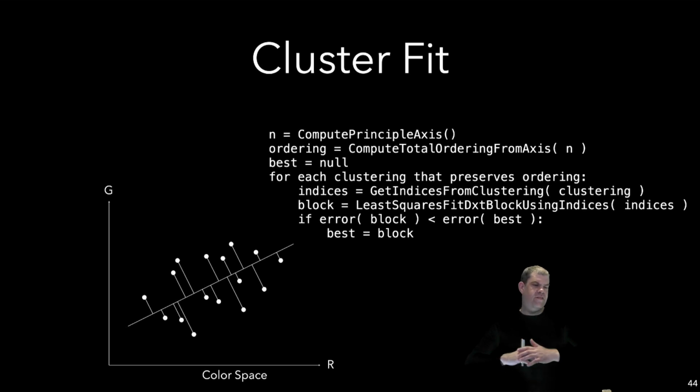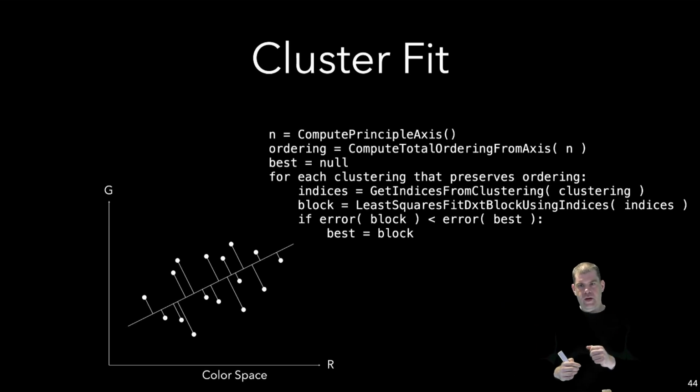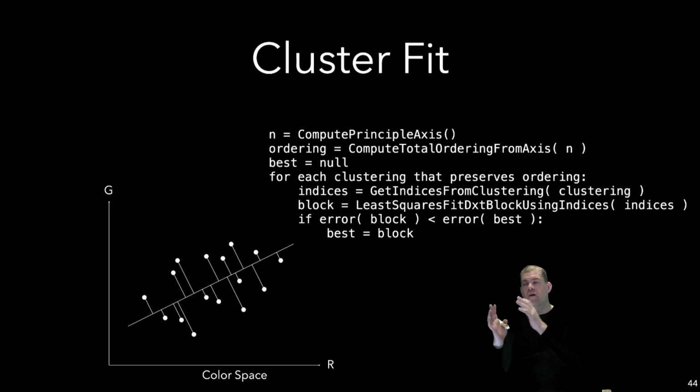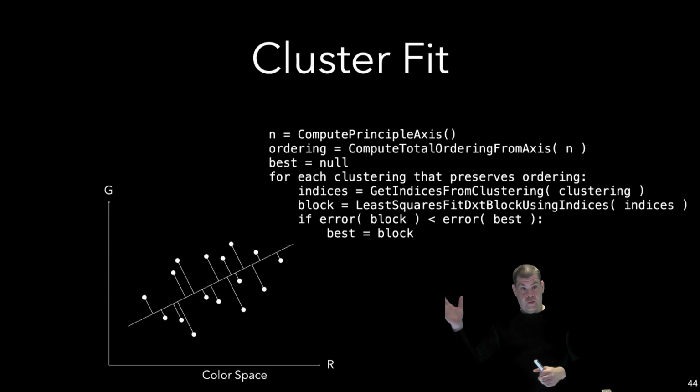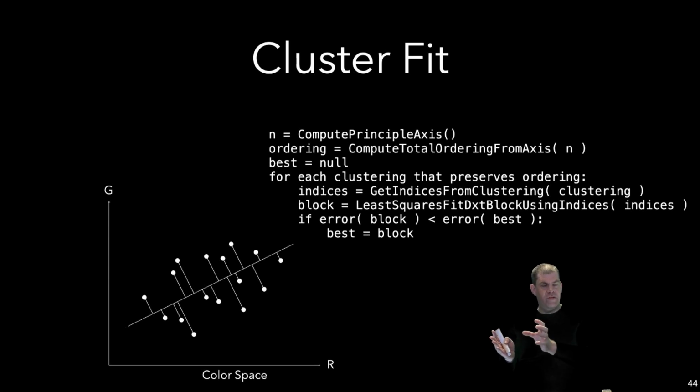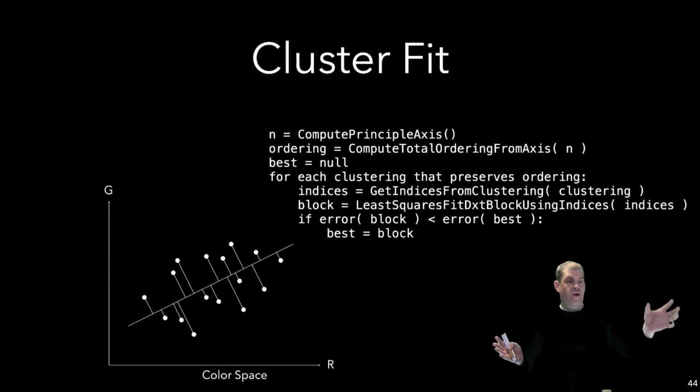What does this mean? Isn't that an infinite amount? No, we iterate over all clusterings that preserve the ordering. So what does this mean? Well, we cluster those 16 points into 4 clusters. And there's only a limited number of clusterings that you can choose when you want to preserve the order. So the first point into the first, none to the second, none into the third, all the others into the fourth.